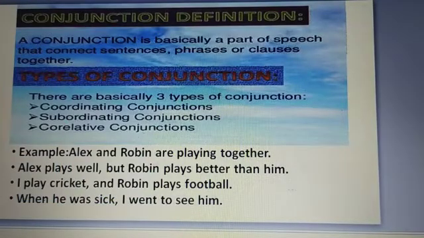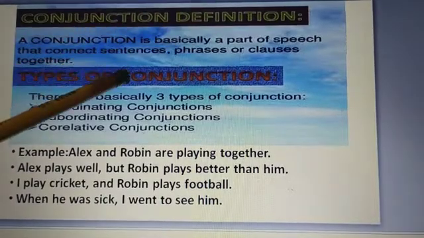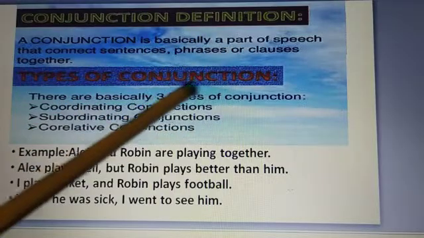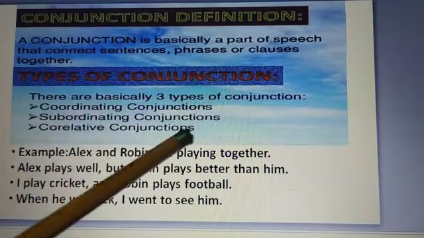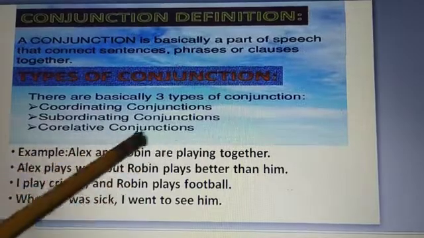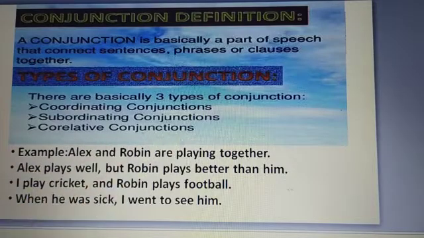Conjunction definition. A conjunction is basically a part of speech that connects sentences, phrases or clauses together. Types of conjunction. There are basically three types of conjunction: coordinating conjunction, subordinating conjunction and correlative conjunction.